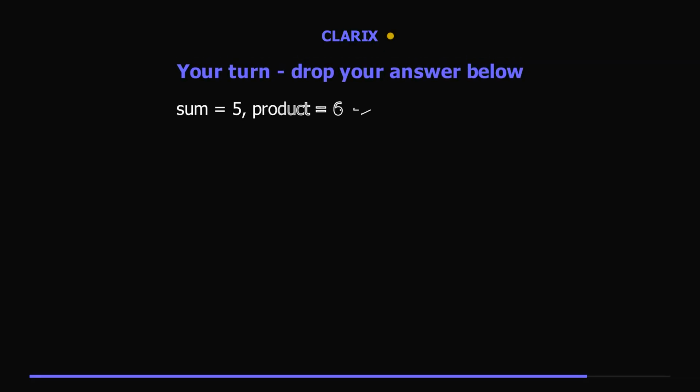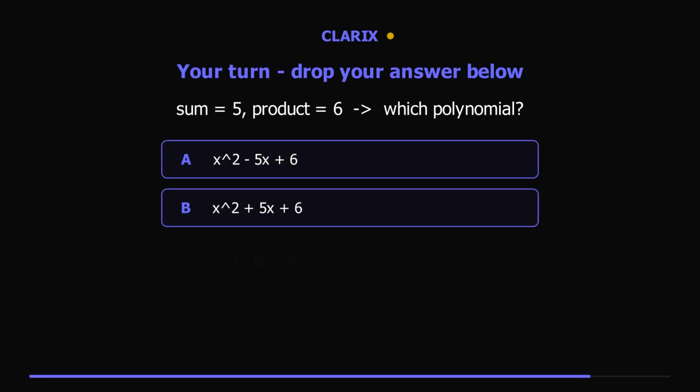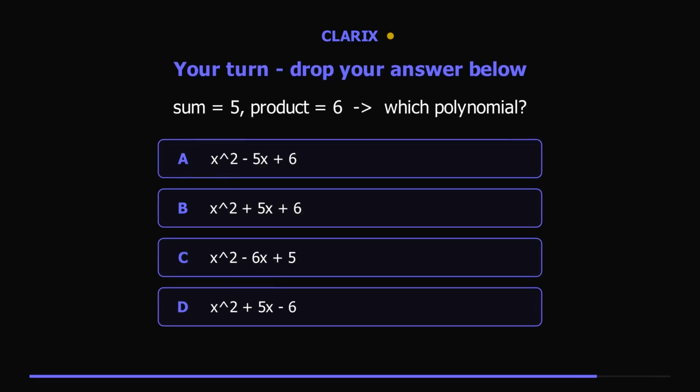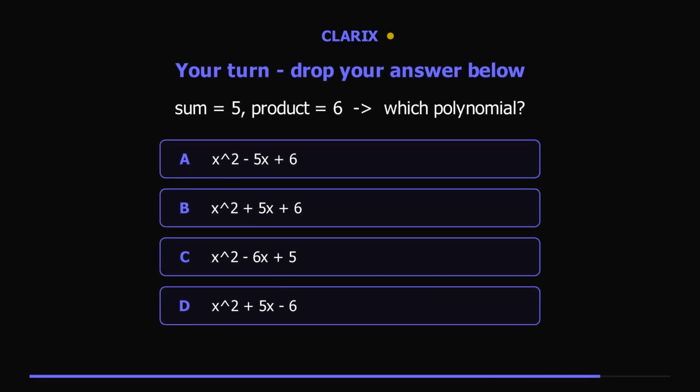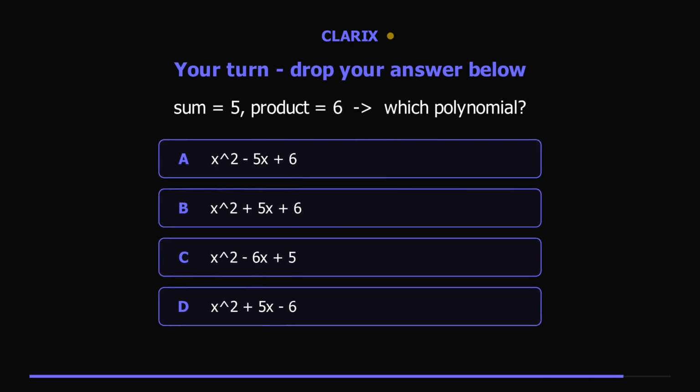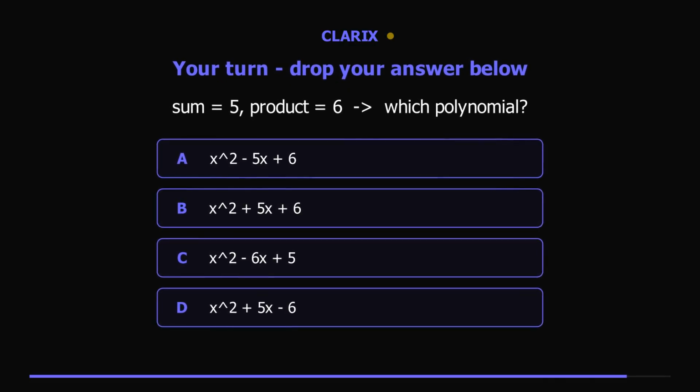Your turn, and this one's a build it. A quadratic has sum of zeros equal to 5 and product of zeros equal to 6. Which polynomial is it? A, x squared minus 5x plus 6. B, x squared plus 5x plus 6. C, x squared minus 6x plus 5. Or D, x squared plus 5x minus 6? Use x squared minus the sum times x plus the product. Drop your answer in the comments, A, B, C, or D. I read every single one.